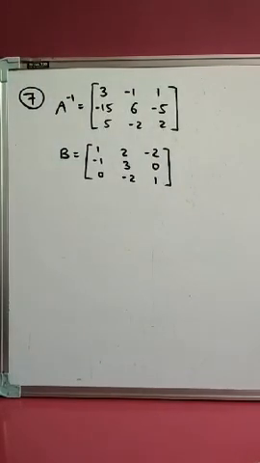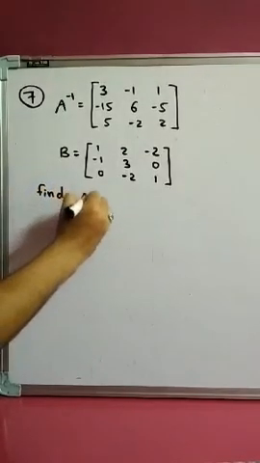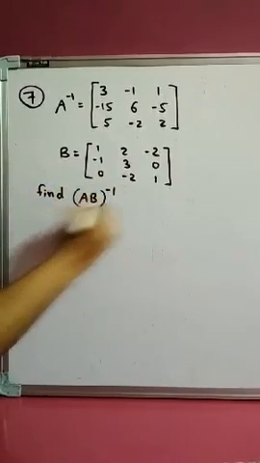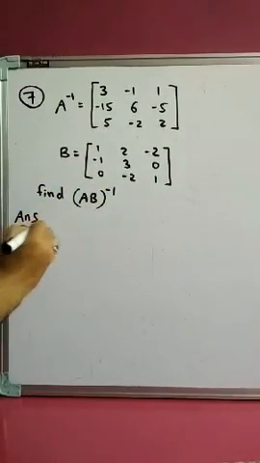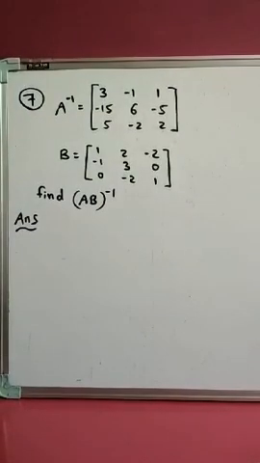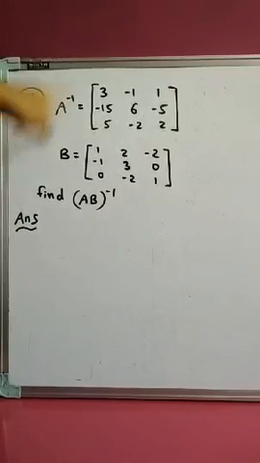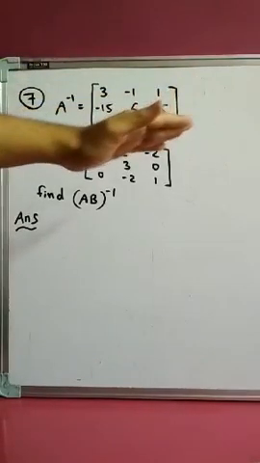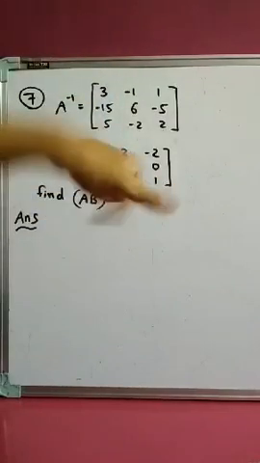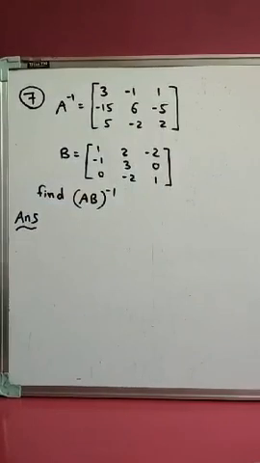Now what are we supposed to do? We are supposed to find (AB) inverse. This type of question is coming for the first time for us. A inverse is given, not A. Listen very carefully. From A inverse we would find A, then multiply that with B, and then find its inverse. It will be a very long process. Yes, we can do that, but it will be long.